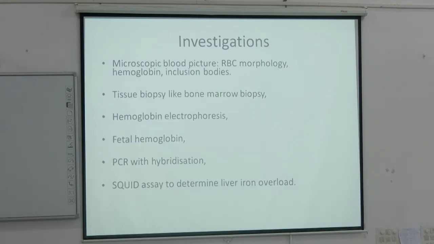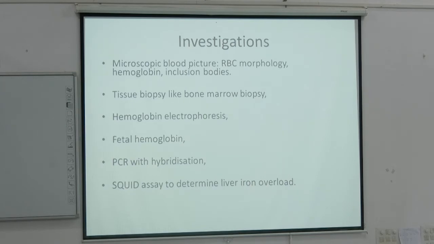Now investigations. Here it comes to our area. How do we investigate? What tests do we do? We can go for tissue biopsy, bone marrow biopsy. We can check the RBC morphology under the microscope. We can look for inclusion bodies. Inclusion bodies are abnormally sticky patches containing hemoglobin forming clumps.